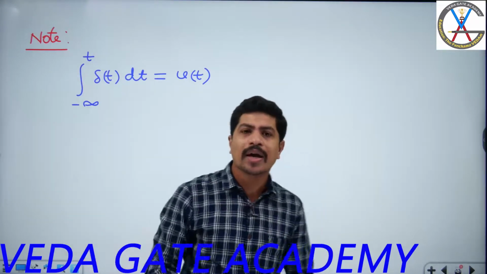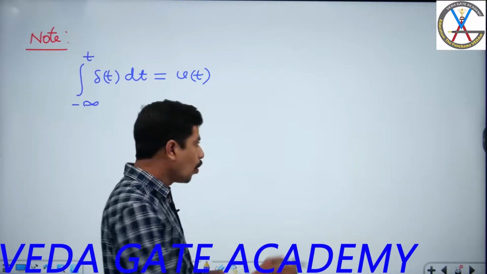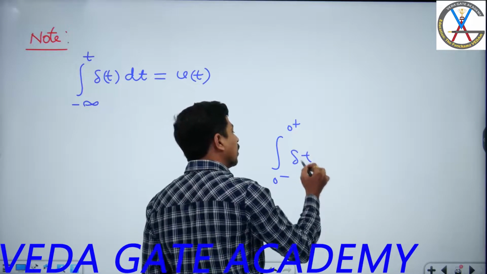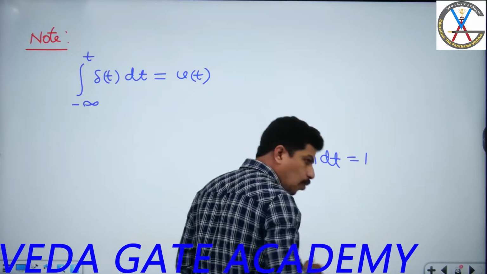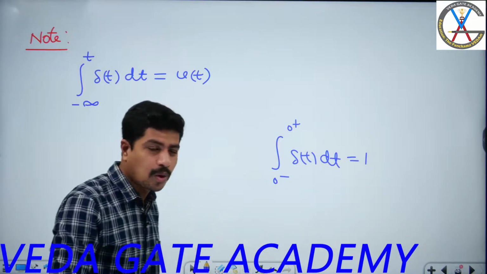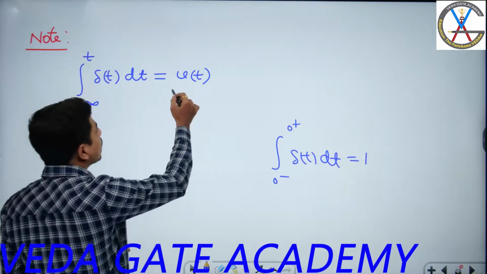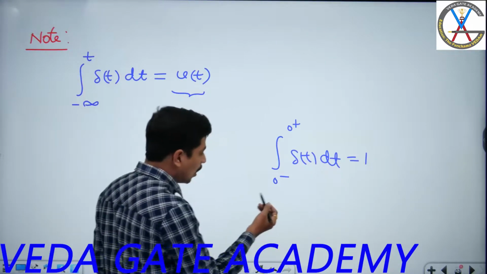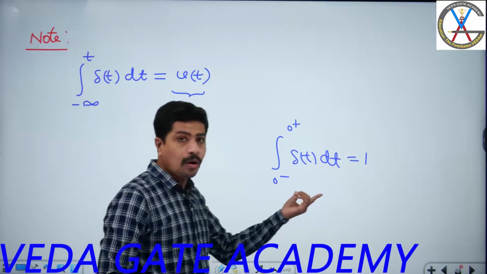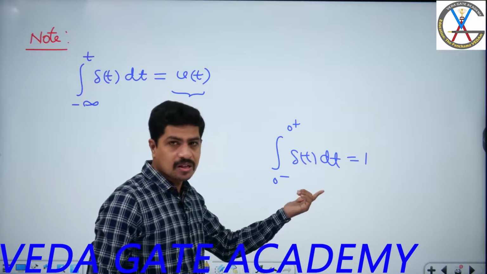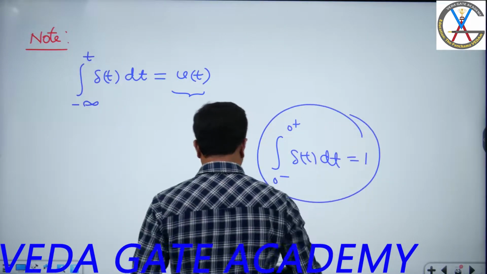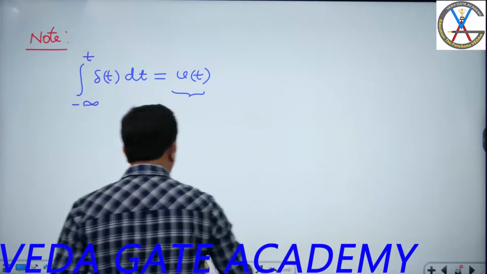Why? How, sir, can I get it? We know the impulse definition: the integral from 0 minus to 0 plus of del of t dt is equal to 1. Now from this one, how do we get this? I'm going to prove it. Let's take the proof, but my expectation is that you all remember this one from the previous discussion. We will now prove how we got this.